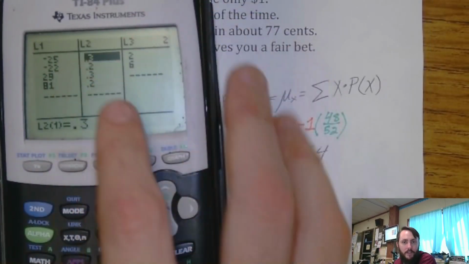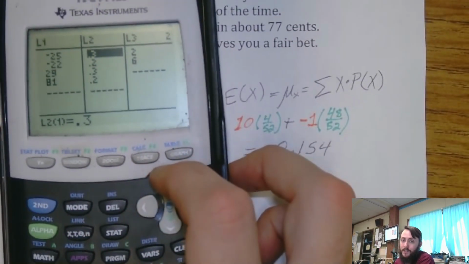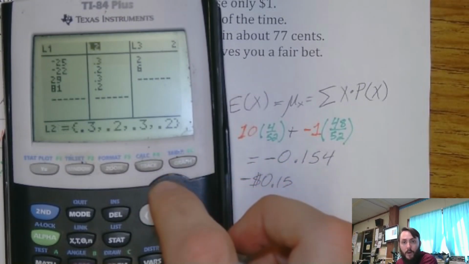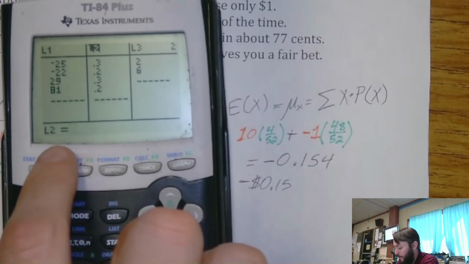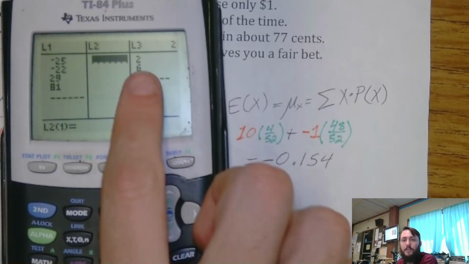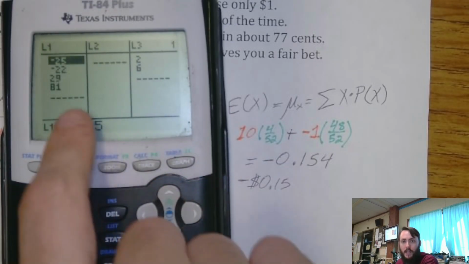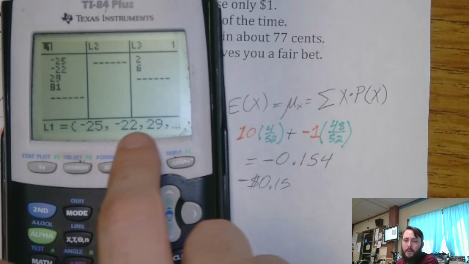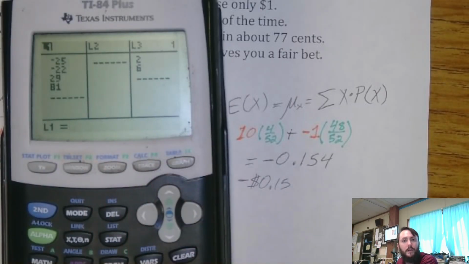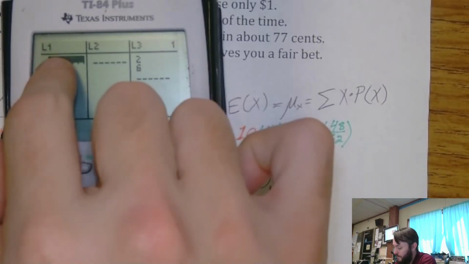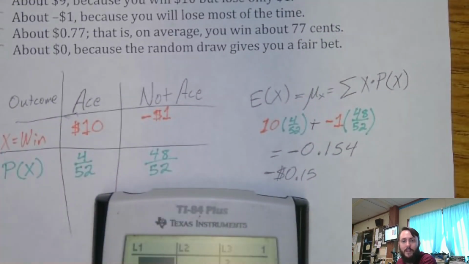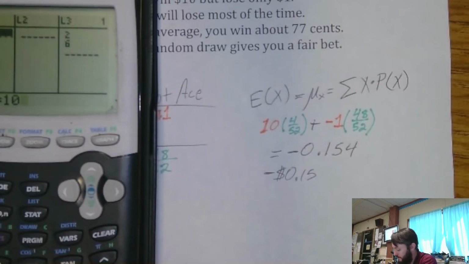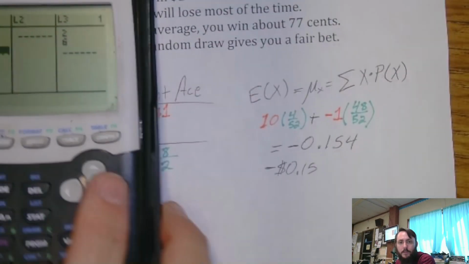Now I already have things in L1 and L2, which are my favorite lists to use, so I'm going to clear them. I go up until the list name is highlighted, and I press clear, and then enter. That clears the list. Once again, I'm going to do that for L1. It's now clear. So in L1, I'm going to put my random variable. So we have a 10 and a negative 1.